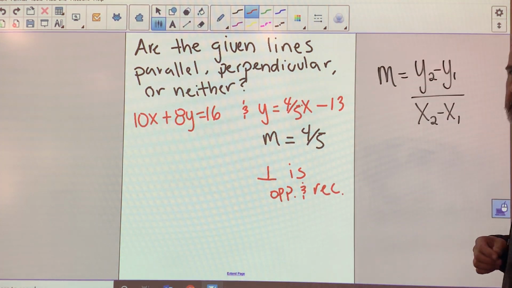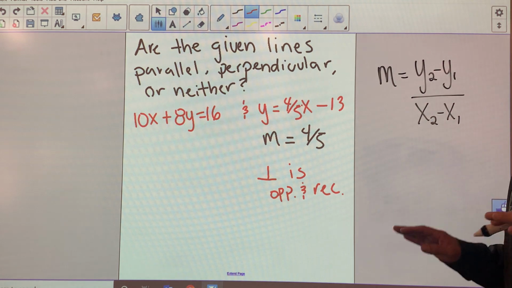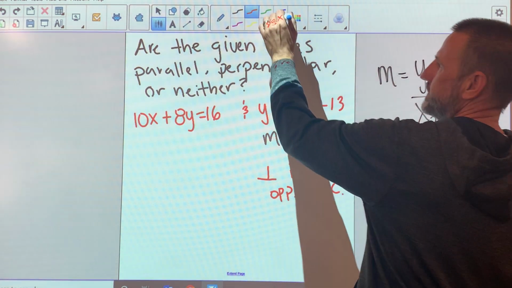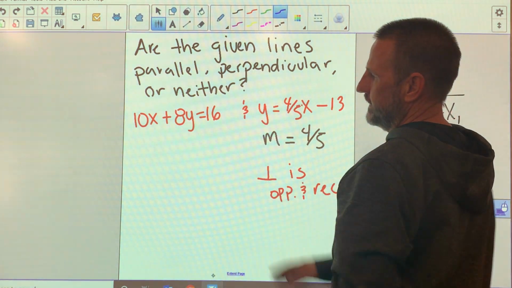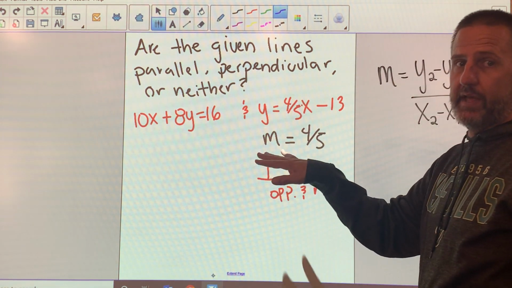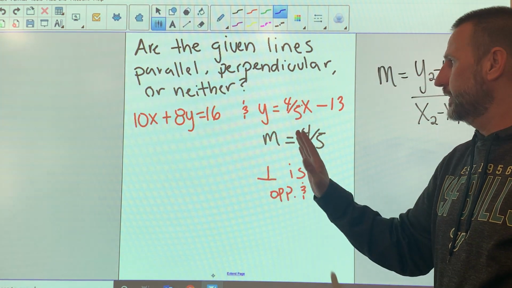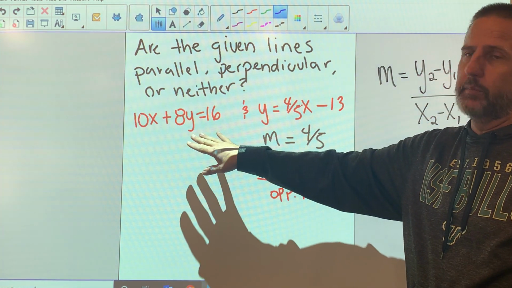Abbreviated because I'm kind of lazy and I don't want to write it all out, but it's opposite and reciprocal, and I just don't have that much space. So let's go back over here and take a look. I need to make this say y equals so that I can make a good, solid decision about the slope, because right now I don't really know the slope.